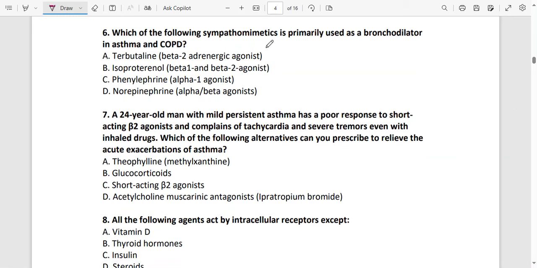Okay, which of the following sympathomimetics is primarily used as a bronchodilator in asthma and COPD? I thought I didn't mention them, but I did. A. Terbutaline. B. Isoproterenol. C. Phenylephrine. D. Norepinephrine. Anyone who can pick an option there?